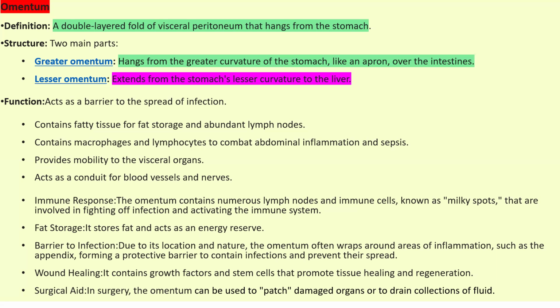The omentum contains numerous lymph nodes and immune cells, which are known as milky spots. So milky spots are present in the omentum and are involved in fighting infection and activating the immune system. It also acts as a fat store and an energy reserve.